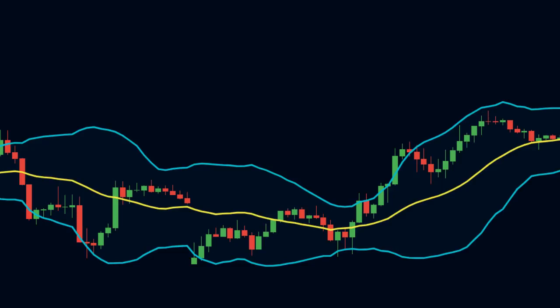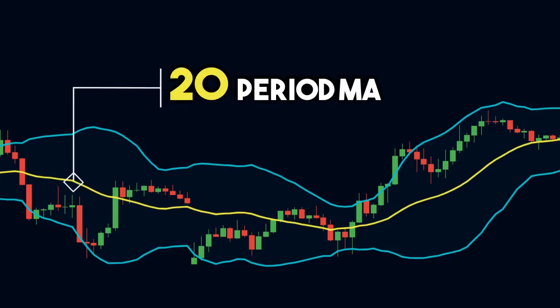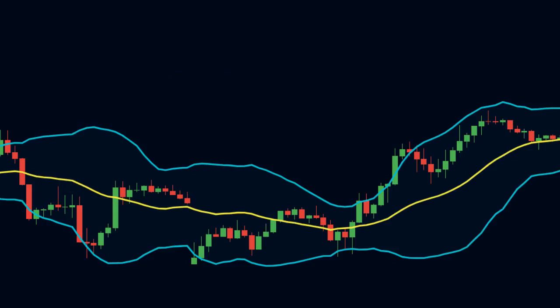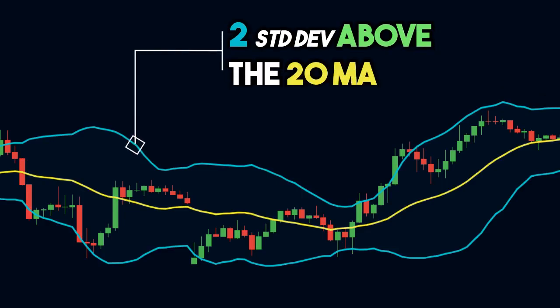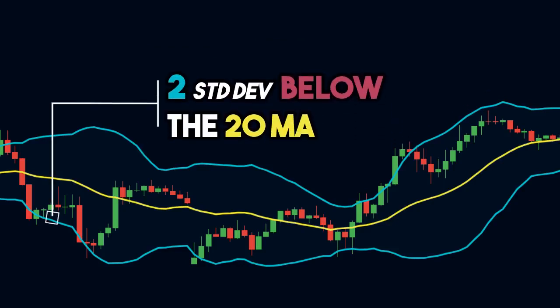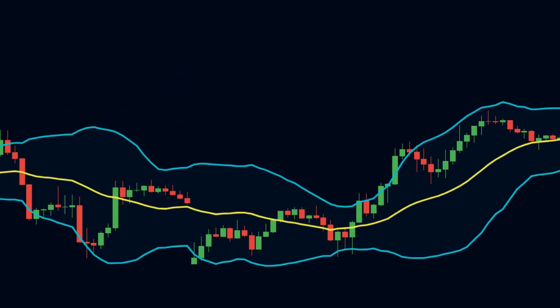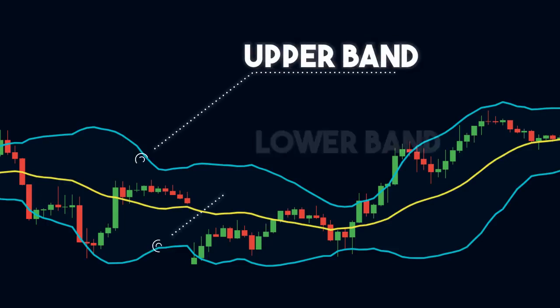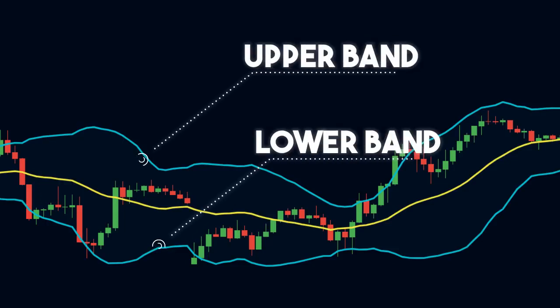It consists of three lines. The middle line here is a simple 20-period moving average. The upper line is plotted based on two standard deviations above the 20-period moving average. Similarly, the lower line is calculated based on two standard deviations below the 20-period moving average. These two blue lines can also be called the upper band and lower band respectively.